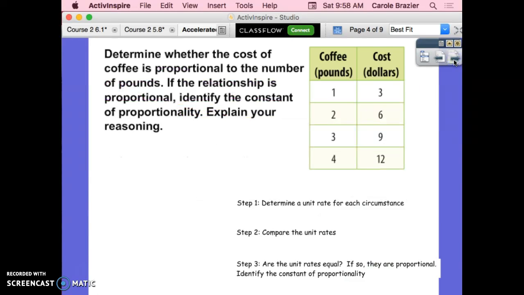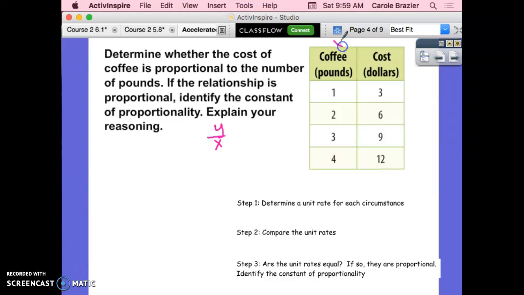Okay, for the first one, it says determine whether the cost of coffee is proportional to the number of pounds. If the relationship is proportional, identify the constant of proportionality and explain your reasoning. There's a couple of different ways you can do this. You're going to want to know in the beginning that it's always going to be y over x, because that's also going to be our slope. So the constant of proportionality and our slope are going to end up being the same thing. If you understand this, the graphing part will become really easy.